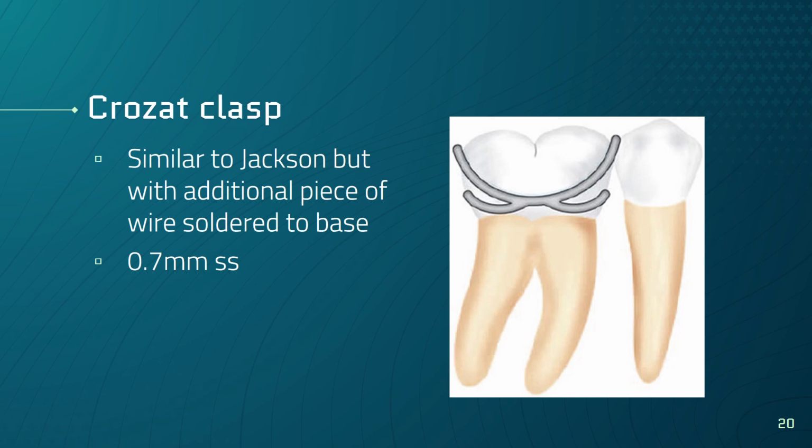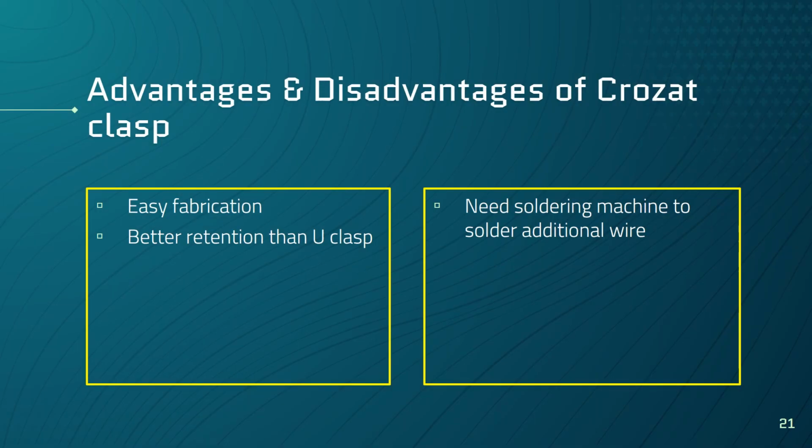The Adams clasp is similar to the Jackson clasp but with an additional piece of wire which is soldered to the main wire and is also made from 0.7 millimeter hard stainless steel wire. Now the advantage of a Crozat clasp is it's easy to fabricate and the retention is better compared to a U clasp. But the disadvantage is you need a soldering machine to solder the additional wire.